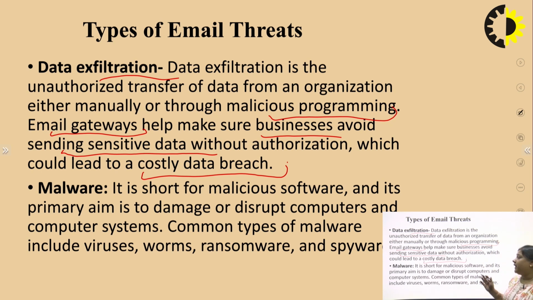Now, next is malware. What is malware? Malware is malicious software, and its primary aim is to damage or disrupt computers. The main work of malware is nothing else but some lines of code that intentionally damage the functionality of an organization, a program, or an application. Common types of malware include viruses, worms, ransomware, and spyware. These are all types of malware or malicious software.